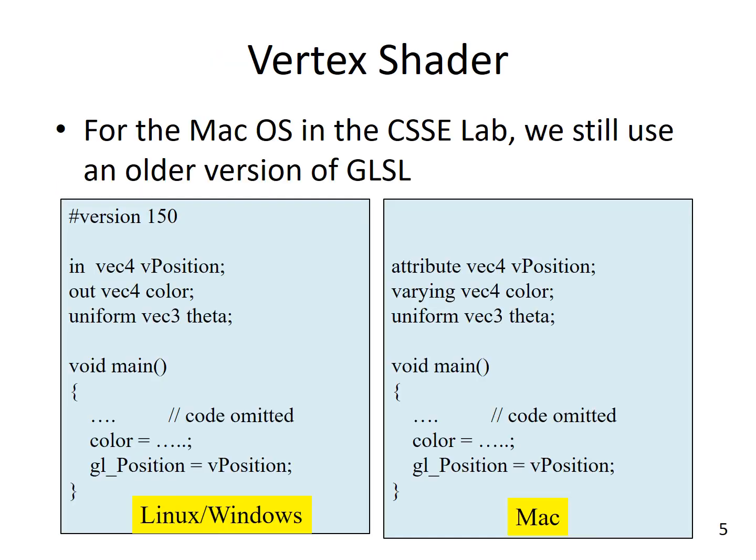Vertex shader programs written for Linux or Windows are different from Mac. This slide shows a side-by-side comparison. Note that the qualifiers attribute and varying are still being used for Mac, whereas in Windows and Linux they have been replaced with in and out qualifiers.